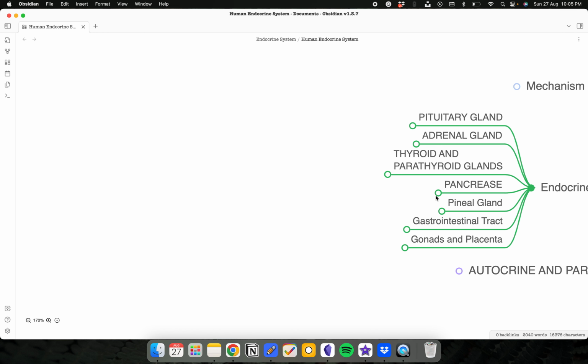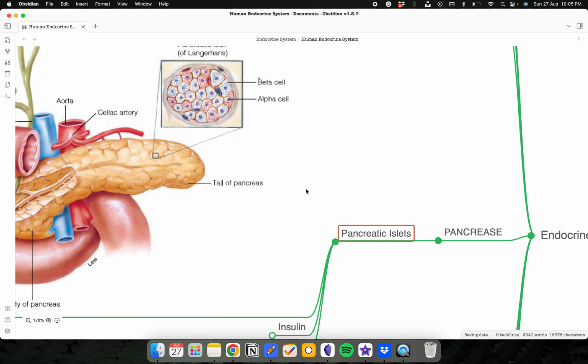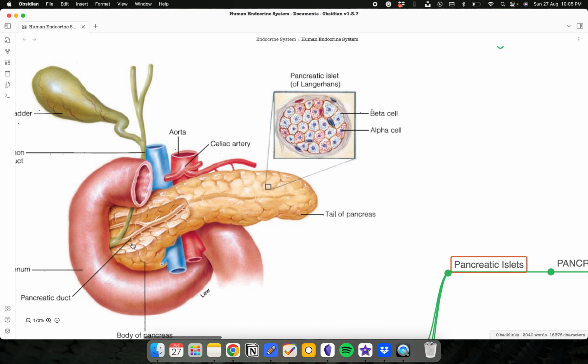What are the two hormones that are being released from the pancreas? One is insulin, another one is glucagon. Okay, so pancreatic islets, or sometimes called islets of Langerhans. These are the source of this insulin and glucagon.